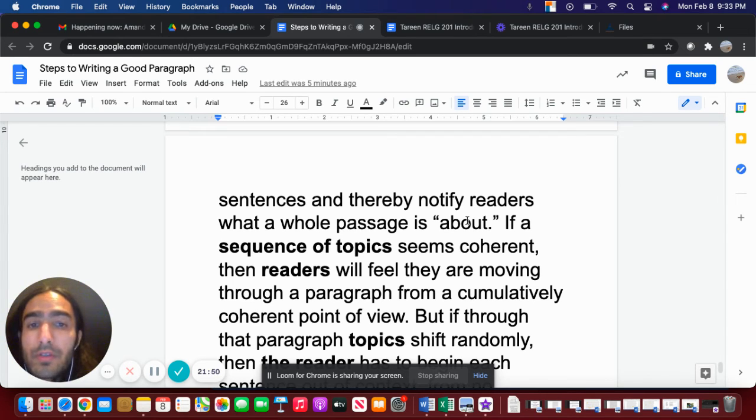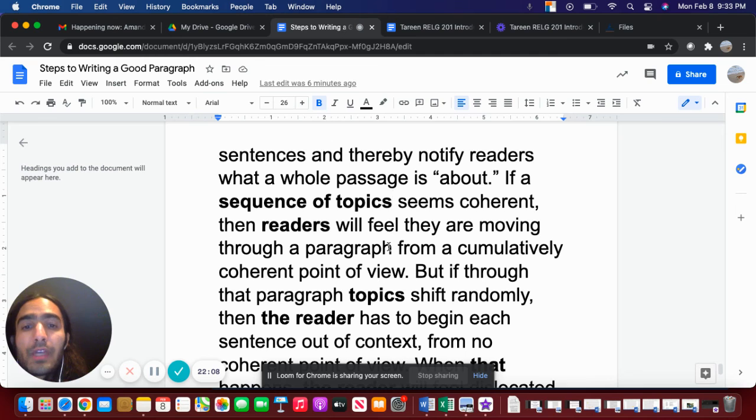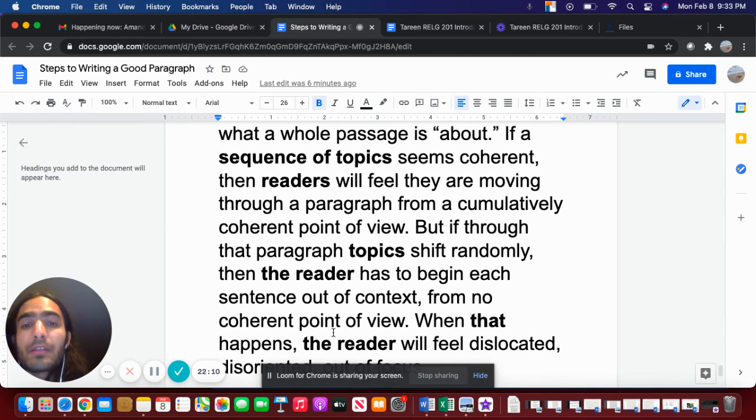If a sequence of topics seems coherent, then readers will feel they're moving through a paragraph from a cumulatively coherent point of view. So still, you can see we have a new subject here, sequence of topics, but we still have the same topic, which is topics. But if through that paragraph topics shift randomly, then the reader has to begin each sentence out of context from no coherent point of view.